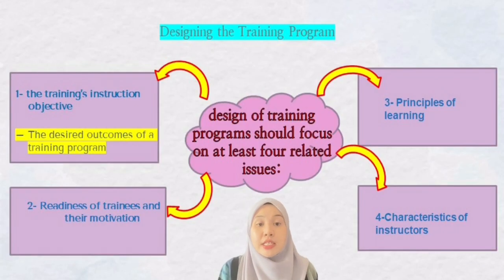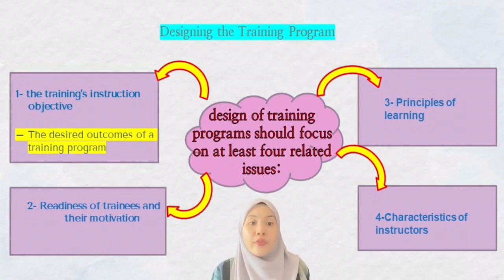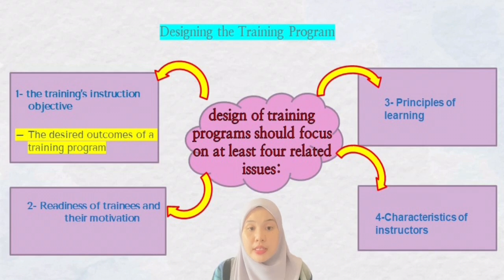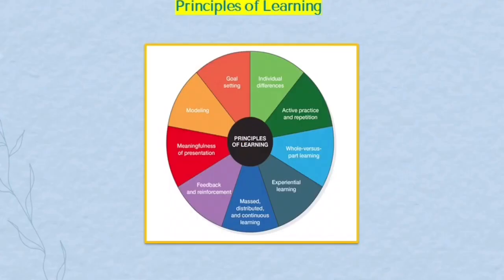Okay, here is the designing of training programs. We have four focuses for the training programs. Firstly is training's instructional objective. What is this? Training's instructional objectives focus on the desired outcomes of the training program. Secondly, we have readiness of trainees and their motivation. Next, we also have principles of training, and lastly, we have characteristics of instructors.